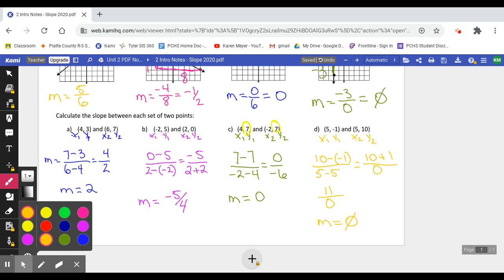And once again, undefined is a special case. So how do I know by just looking at it that's a special case? Does everybody notice the y numbers are not the same this time? What's the same is the x number. So if the x number in both ordered pairs is identical, then your slope will always be undefined.